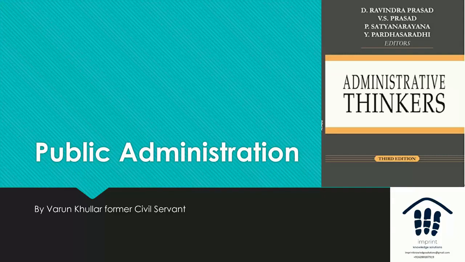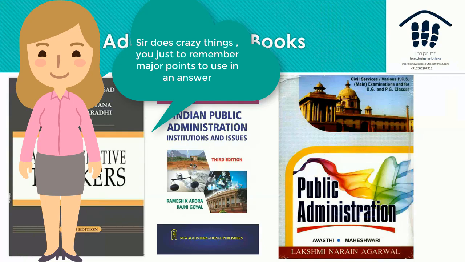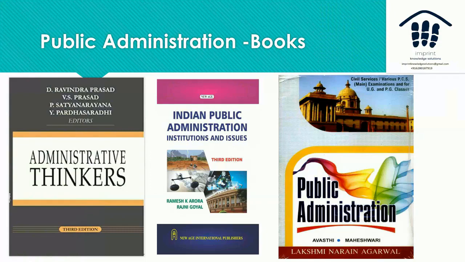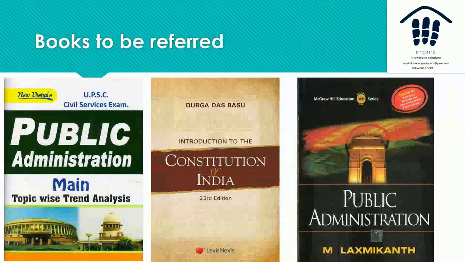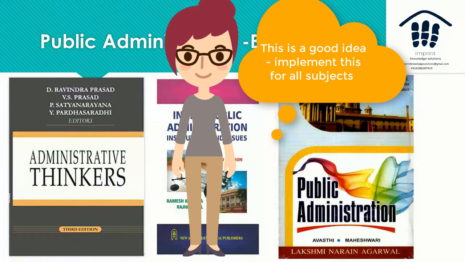So first, let's have a look at the books. The standard books are there. First is the book on administrative thinkers, Prasad and Prasad. First book I would always suggest. This is a must read. Repeated readings of this book, at least 2 or 3 times, is a must. I actually wrote this whole book by hand. Actually, I just copied the whole book, but I didn't miss anything. Along with that, I used the new Vishal Mains topic-wise trend analysis book, and with every thinker, I would write answers there.